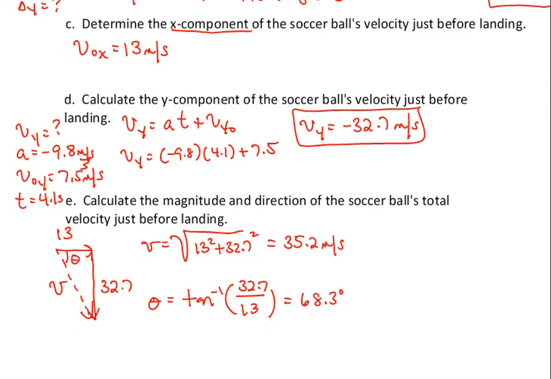Our soccer ball's total velocity just before it strikes the ground is 35.2 meters per second. That's a result of it having a velocity of 13 meters per second in the horizontal direction, but also a vertical velocity of 32.7 meters per second downward in the y direction. And it comes in at a very steep angle of about 68.3 degrees. So that's 68.3 degrees below the horizontal.